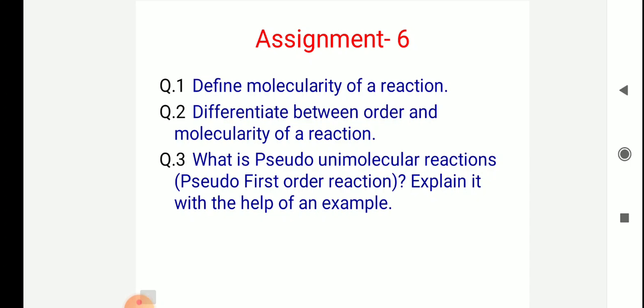Now today's assignment number 6: define molecularity of reaction. Number 2, differentiate between order and molecularity of reaction. And question number 3, what is pseudo unimolecular reaction or pseudo first order reaction? Explain it with the help of an example. So complete your assignment and send it in my mail.